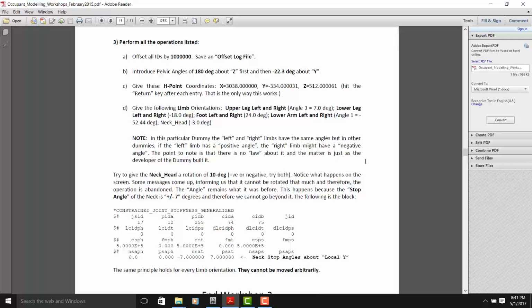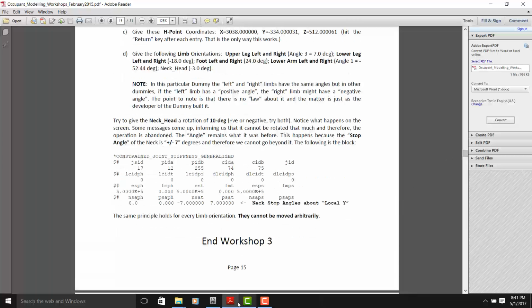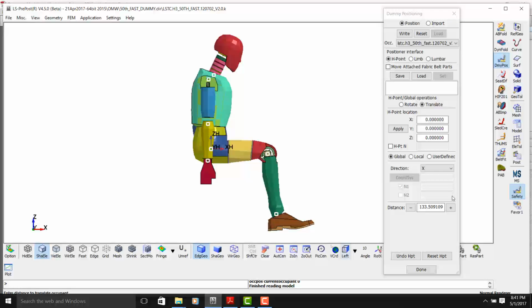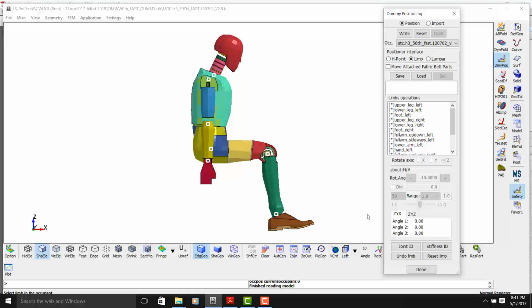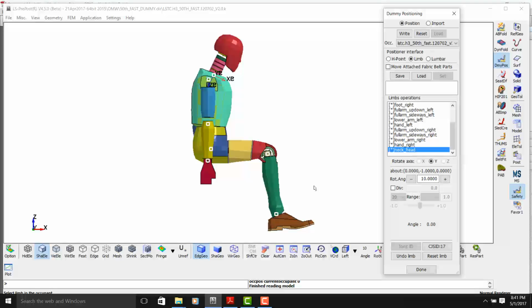And so the same principle holds for every limb orientation. They cannot be moved arbitrarily. They have stop angles, which we have discussed. So just to show you the deck and this last operation of the neck, I'm just doing it right here. We go down here, pick neck head, and then let's go a little bit at a time instead of 10 degrees right away. Say minus, it is going down, down, down, minus 5, 6, and minus 7.